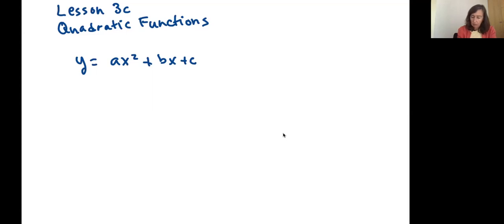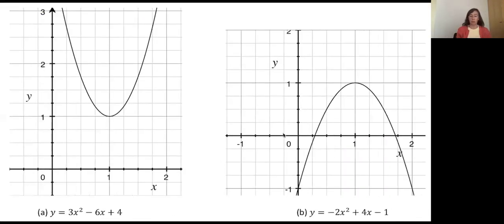Okay, so let's just go right away and look at some pictures here. Here's a picture of two quadratic functions. Again, as always, we've got y on the vertical axis, x on the horizontal axis. And the equation for this parabola is given here. We can see that we have a equals 3, b equals -6, and c equals 4 for this parabola, and for the parabola on the right, a equals -2, b equals 4, and c equals -1. So they both fit that form.